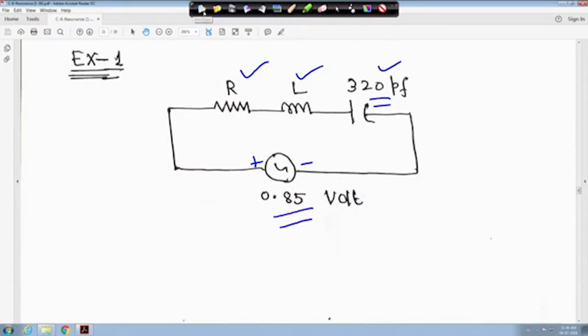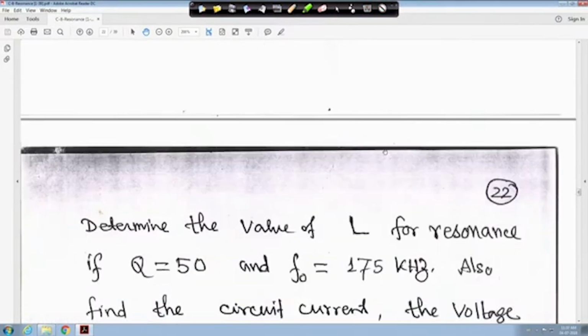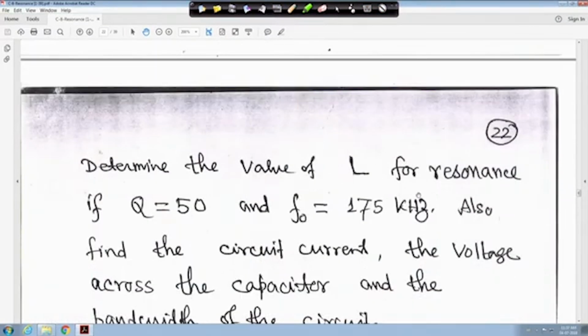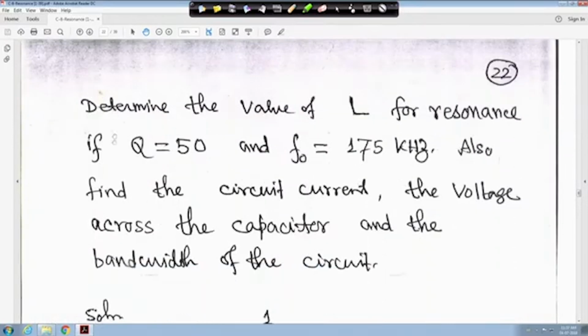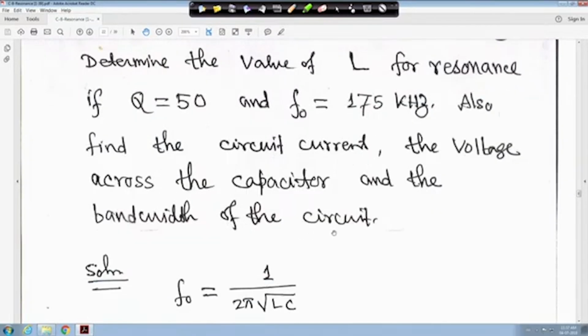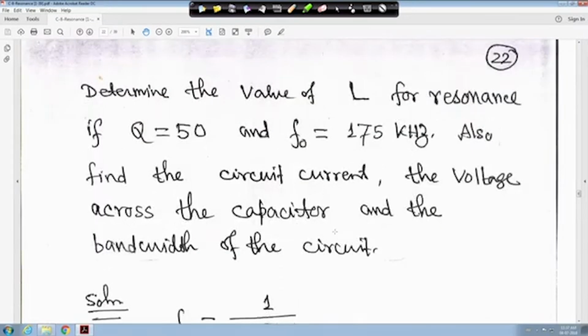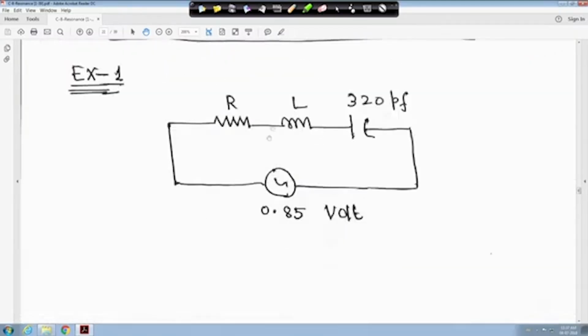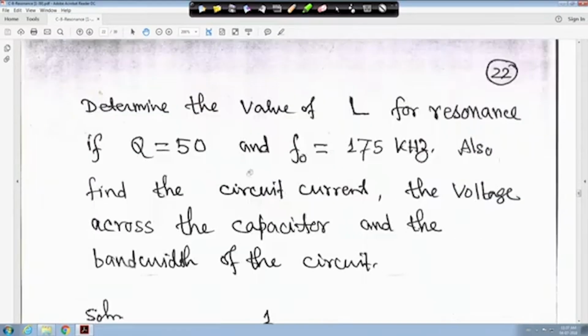What do you have to do? It is written next. This is example 1: you have to determine the value of L for resonance if Q is equal to 50 and F0 is equal to 175 kilohertz. Also find the circuit current, the voltage across the capacitor, and the bandwidth of the circuit. So this is the problem. This is the circuit, and this is what you have to determine. Everything is given here.